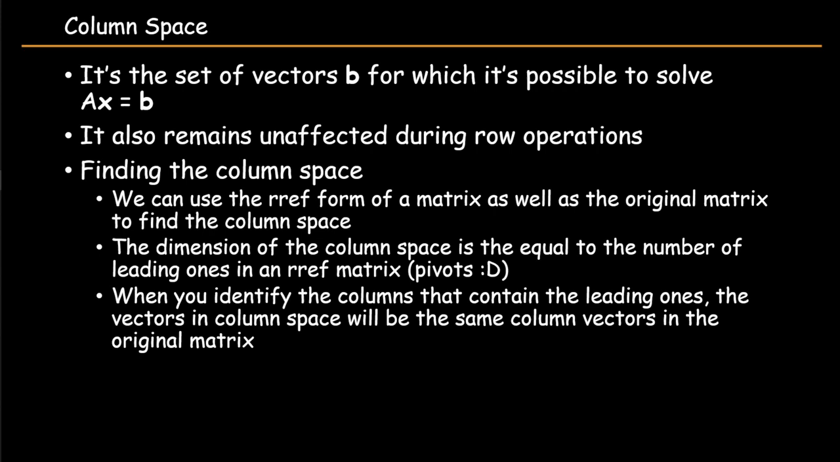So again, let's go back to the 3 by 4 matrix. We put this in row reduced echelon form. You realize that there are two pivots, and the first pivot is in the first column, and the second pivot is in the third column.